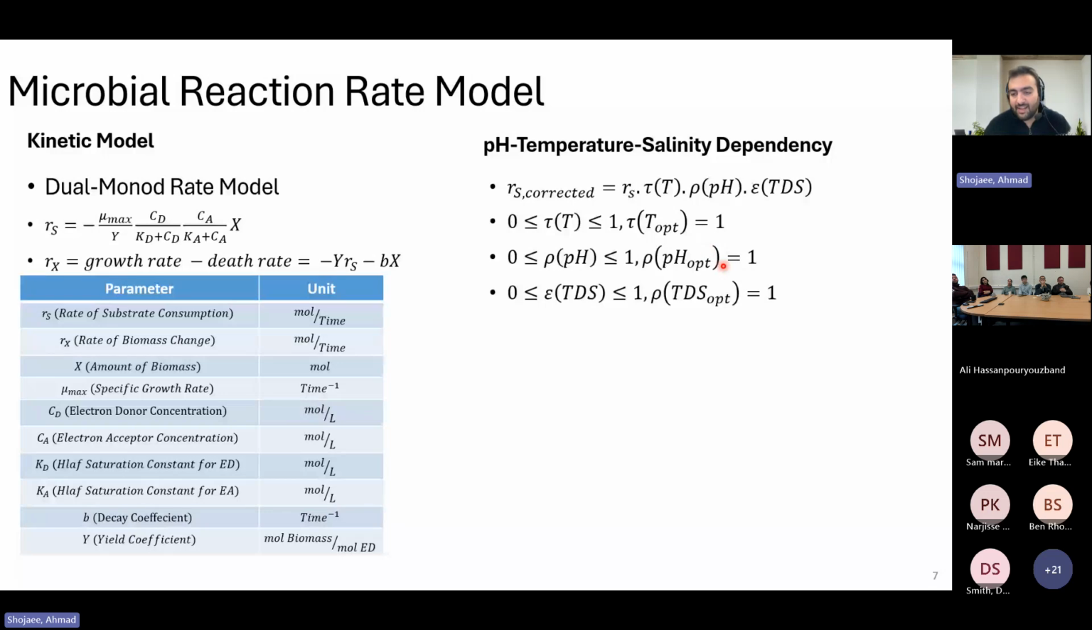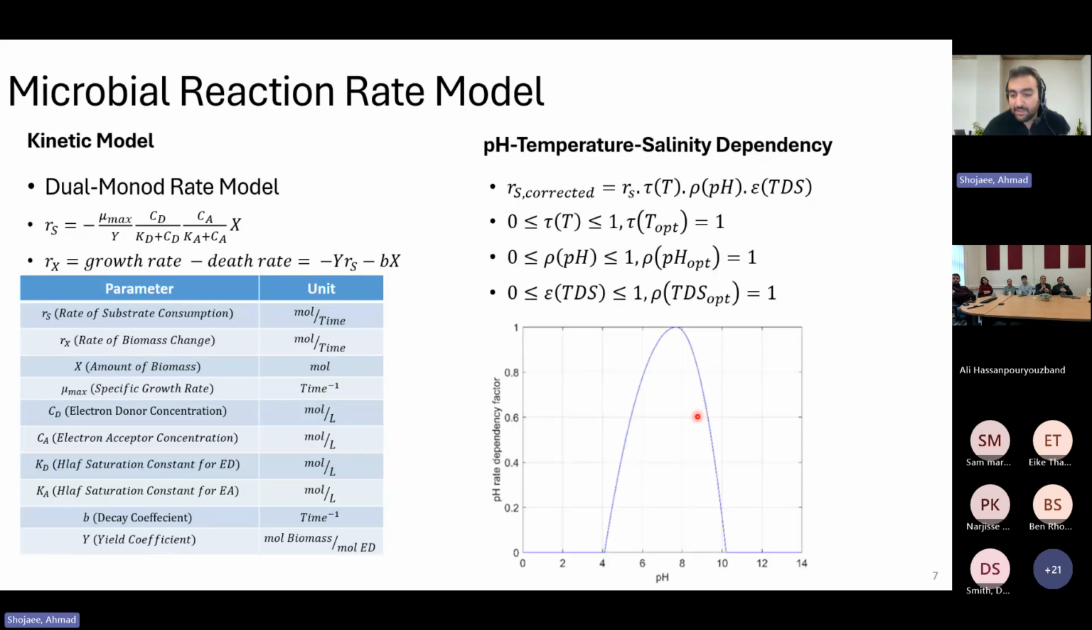This factor is 1, and when the condition deviates from the optimal condition, this factor deviates from 1 and converges to 0. For example, this chart shows the correction factor for methanogenesis for pH. The optimal condition is something around 7.7, and when it deviates from the optimal condition, it starts to decline. And the boundaries for methanogenesis are between around 4 and 10, and when pH reaches those numbers, the reaction will be stopped.